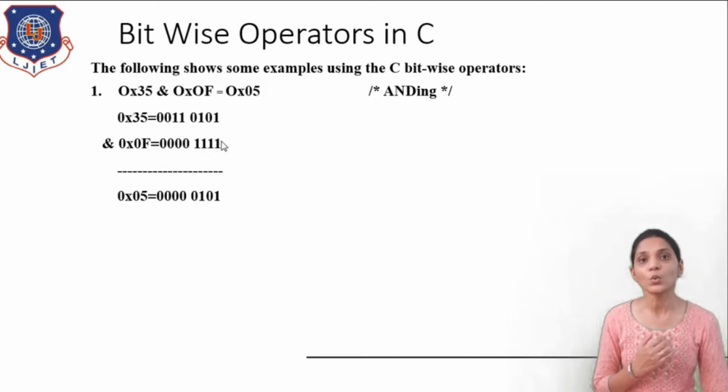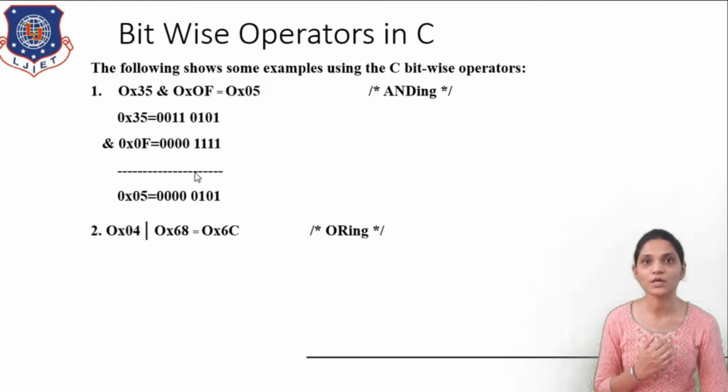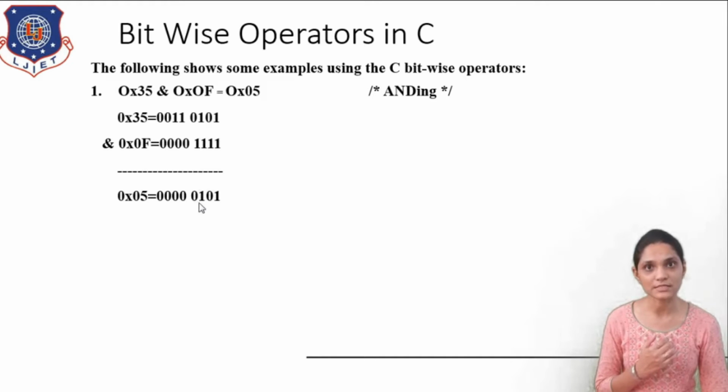Like this, for ANDing of 1 1, the result is 1. For 0 1, the result is 0. For 1 1, the result is 1. And for 0 1, the result is 0. And for all bits 0 in one data, your result will be 0. So this way we can do the ANDing operation.